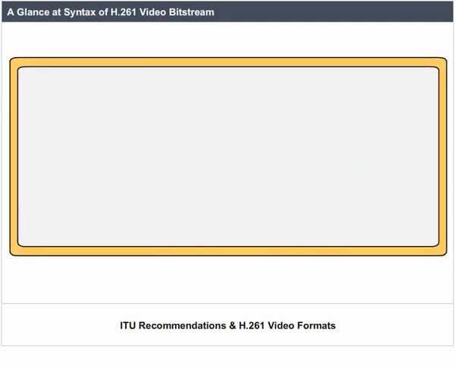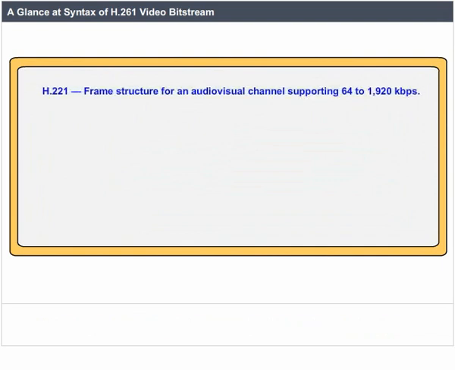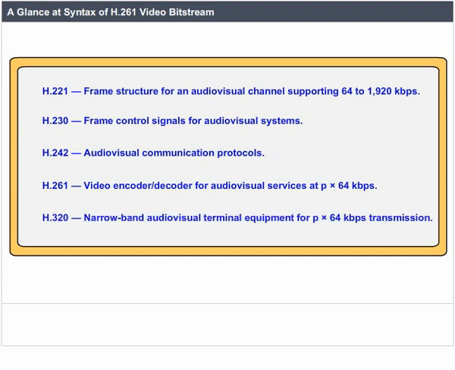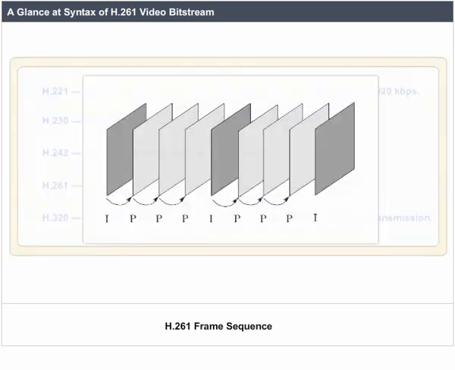ITU recommendations and H.261 video formats. H.261 belongs to the following set of ITU recommendations for visual telephony systems. H.221, frame structure for an audiovisual channel supporting 64 to 1920 kbps. H.230, frame control signals for audiovisual systems. H.242, audiovisual communication protocols. H.261, video encoder-decoder for audiovisual services at P by 64 kbps. H.320, narrowband audiovisual terminal equipment for P by 64 kbps transmission.